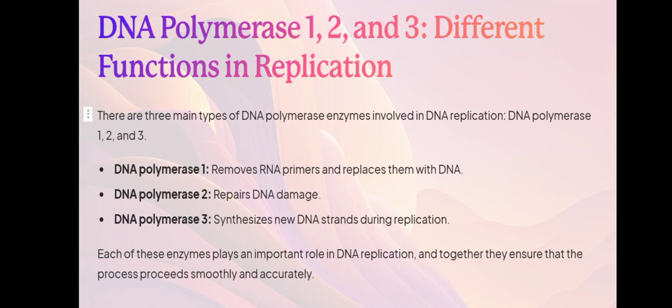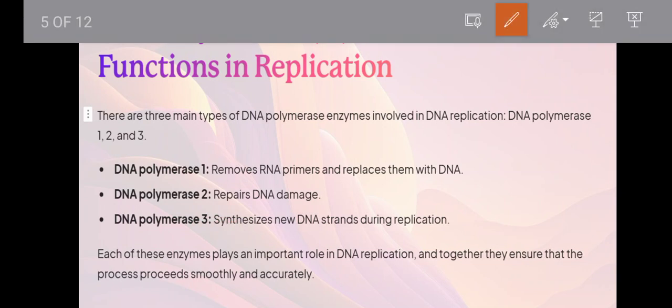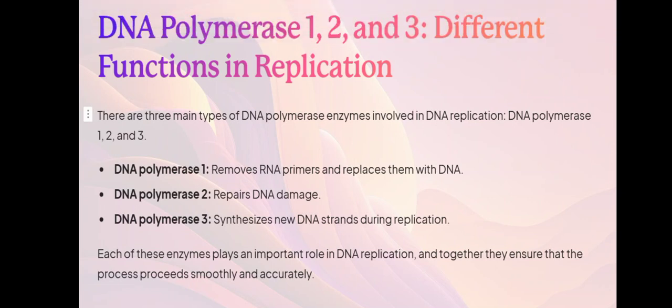Now let us look at the DNA polymerase enzyme. DNA polymerase is classified into three: DNA polymerase 1, DNA polymerase 2 and DNA polymerase 3. Each of their functions is the synthesis of base pairs. DNA polymerase 1 helps in the removal of RNA primers and replaces them with DNA. DNA polymerase 2 repairs the DNA damage, and DNA polymerase 3 synthesizes new DNA strands during replication. Now I'll be explaining the whole process and the use of each enzyme in replication.